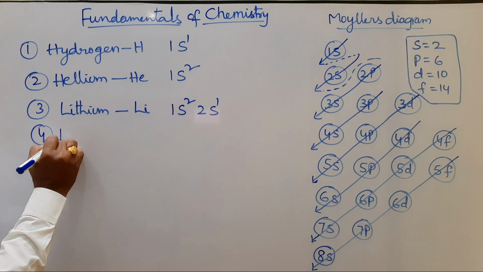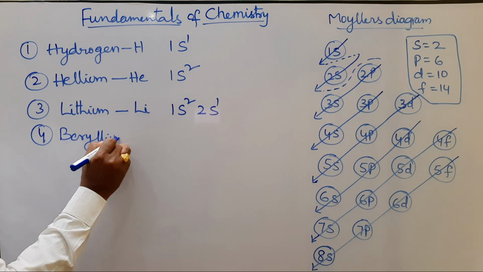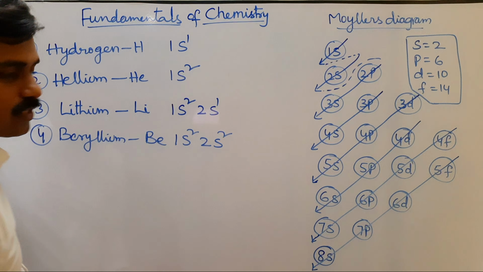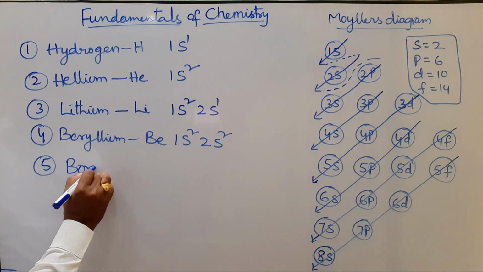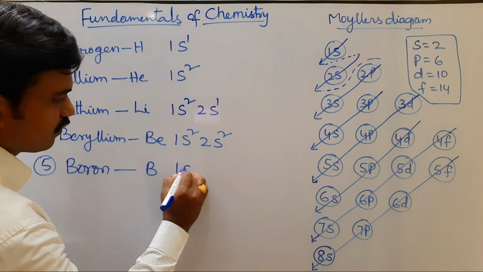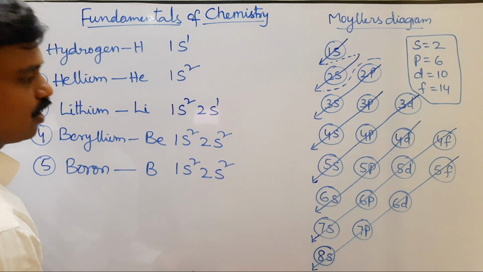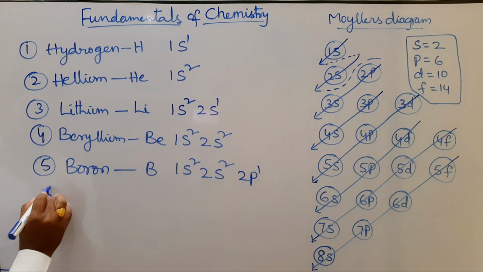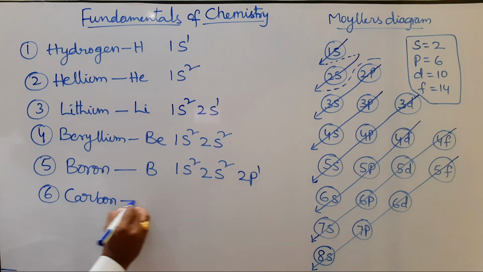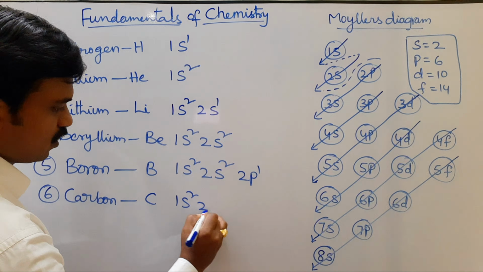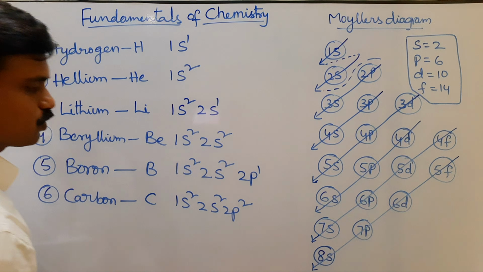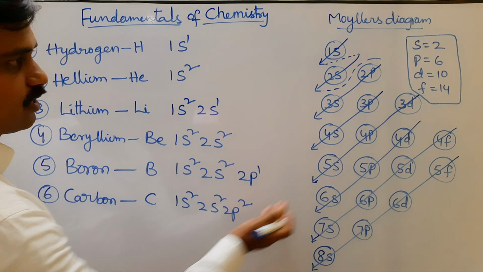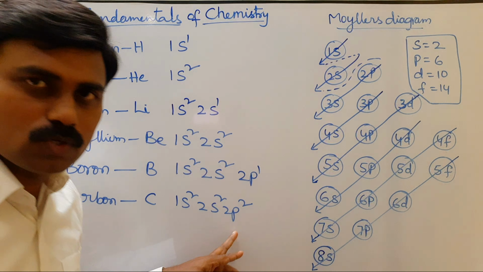Fourth element is beryllium. Its symbol is Be. Its electronic configuration is 1s2 and also 2s2. Fifth element is boron. Its symbol is B. Its electronic configuration is 1s2, 2s2. After filling 2s, electrons enter the 2p level, so 2p1 will come. Sixth element is carbon. Its symbol is C. Its electronic configuration is 1s2, 2s2, 2p2. In the p orbital we may fill a maximum of 6 electrons. That's why after 2s2, electrons enter the 2p level, and 2p2 will come.